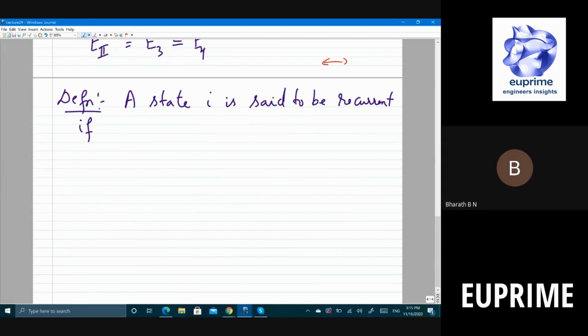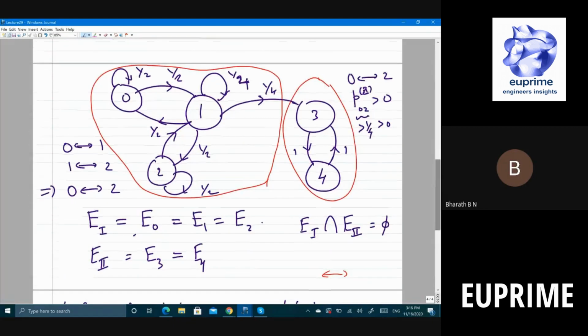If I can communicate with J, implies J can communicate with I. Okay. Is that fine? That means if I can talk to J, then J should be able to talk to I. Then only we say that I is recurrent, and that should happen for every state, right? For example, 0, is it recurrent or not?